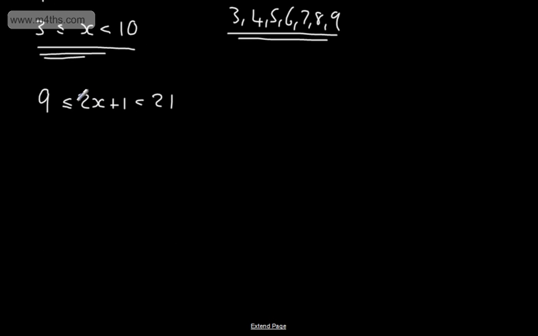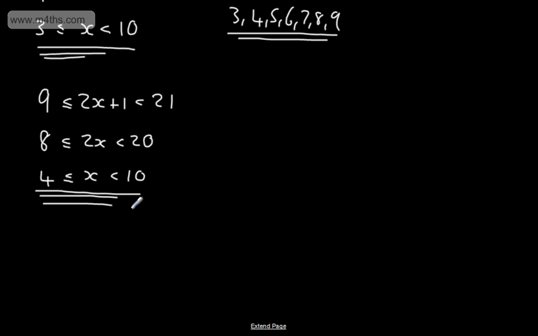So I'm now going to subtract 1 from each part of the inequality. That will give me 8, then we'll have 2x, and then we will have 20. I'm now going to divide each part of the inequality by 2, and we're going to have 4, we will have 1x, and we will have 10. So that is solving it, as you would with an equation. All I've done at this stage is undone this. I've done the inverse. I've subtracted 1 and divided by 2.